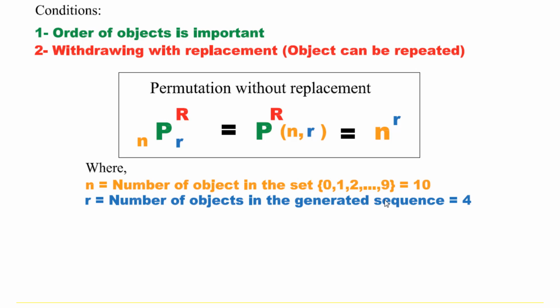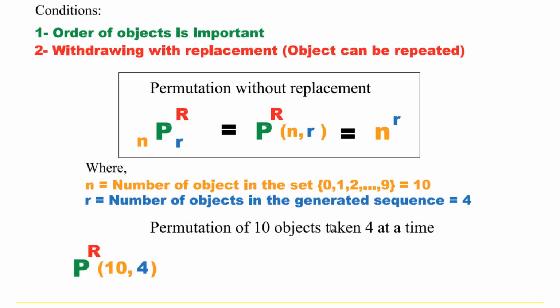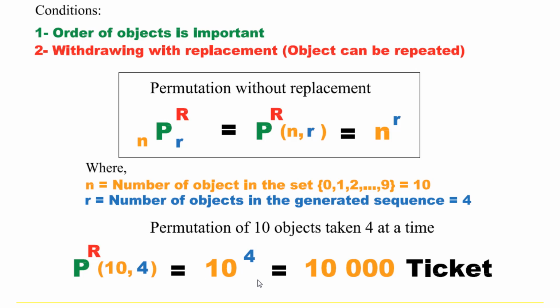So how many numbers do we have? How many digits? We have 4. So r is equal to 4. And now we have permutation of 10 digits taken 4 at a time. So we substitute in this formula n and r. So permutation with replacement of 10 taken 4, and that is equal to 10 to the power of 4, and that is 10,000 tickets.